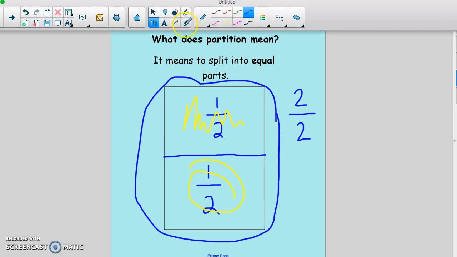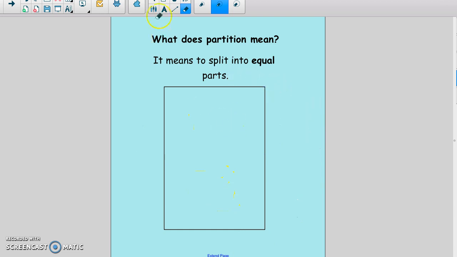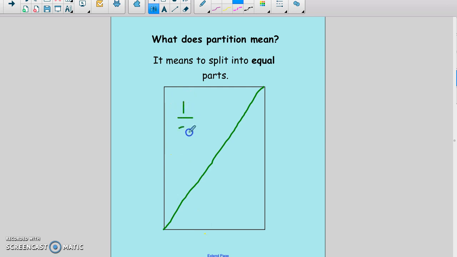And lastly, I can make halves on my rectangle in one more way. And this way is kind of a way that we don't see as often. And we're going to use green for this. And we're going to draw a diagonal line from one vertex, or corner, to another. And here I split my rectangle into 1/2 and 1/2.